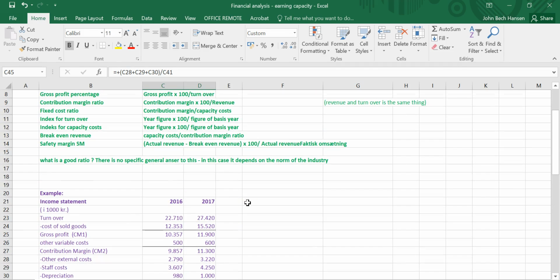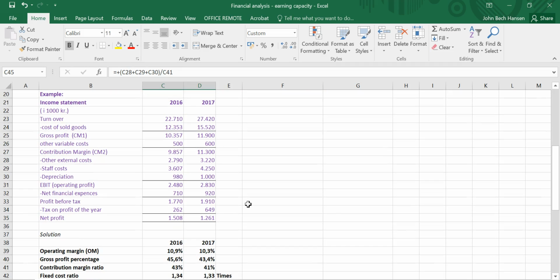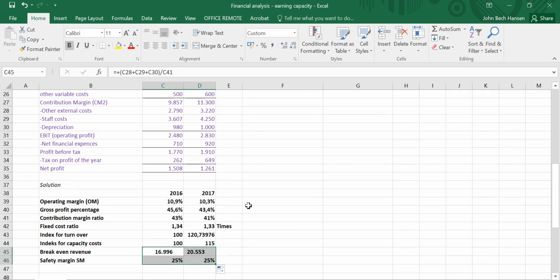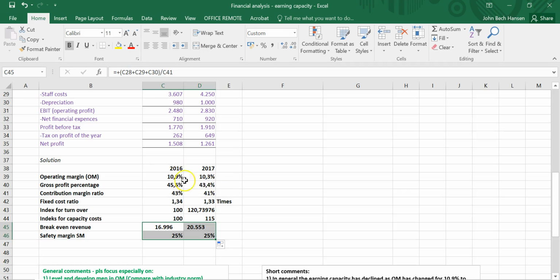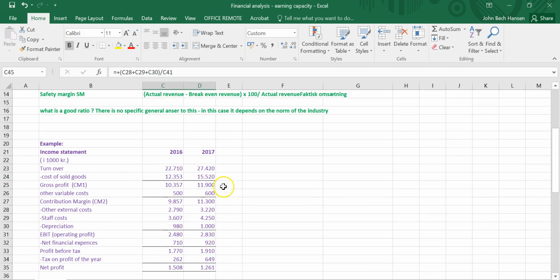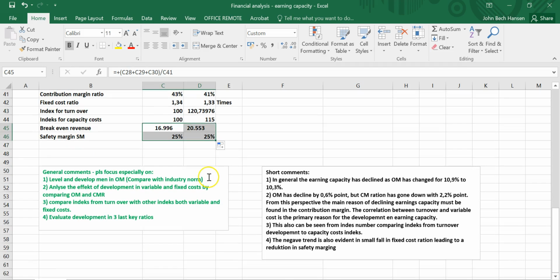This is the analysis of an earning capacity, and we've found out that they have an operating profit going from 2.48 to 2.83. However, the margin is declining, so it's okay, but we have to focus on the top line.